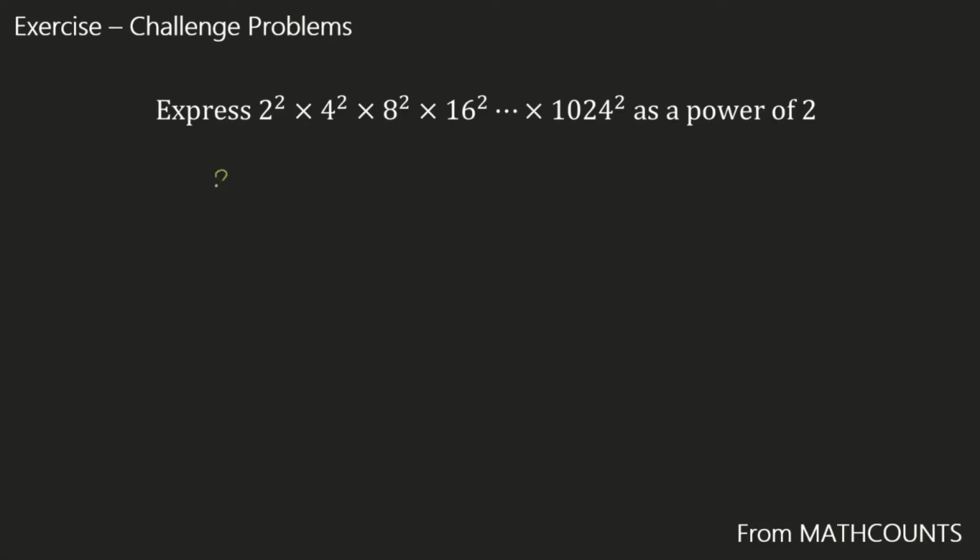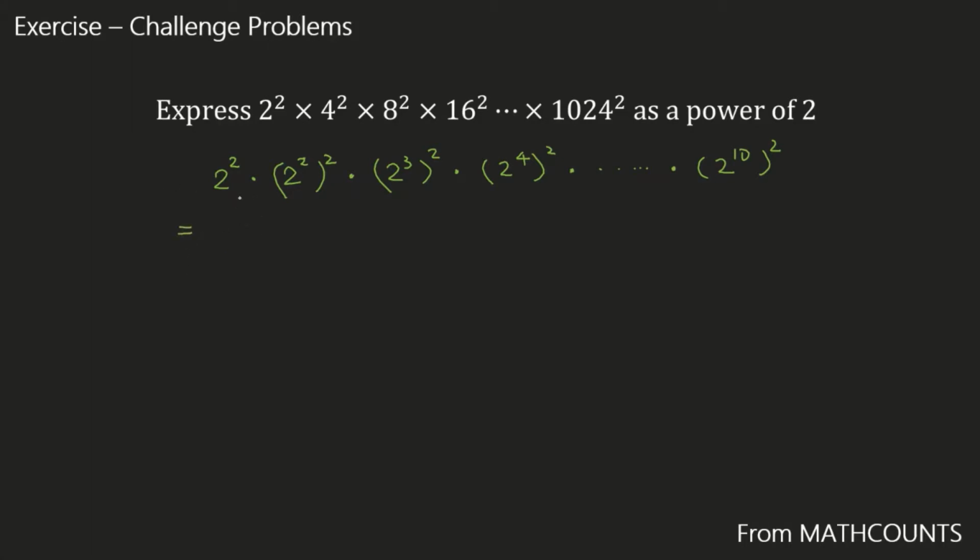So the first one stays as is, 2 squared. Then multiplied by 4 is the same as 2 squared, the whole thing raised to the power of 2. Next, we have 2 cubed, the whole thing raised to the power of 2. Then next, we have 2 to the 4th, the whole thing raised to the power of 2. And then multiplying so on and so forth till the last term, we have 2 to the 10th raised to the power of 2.